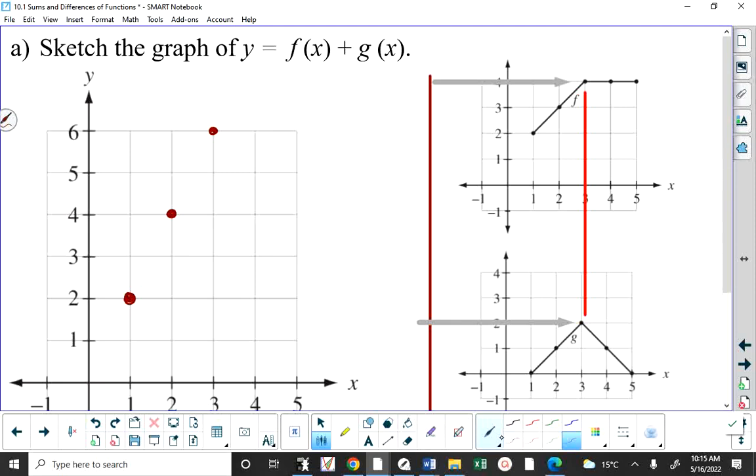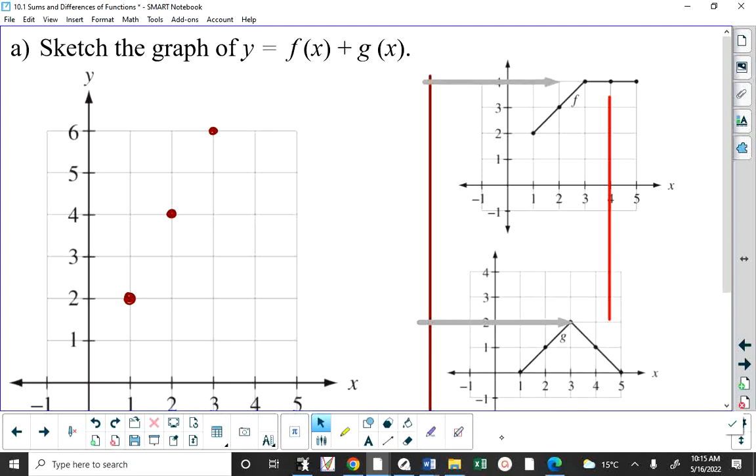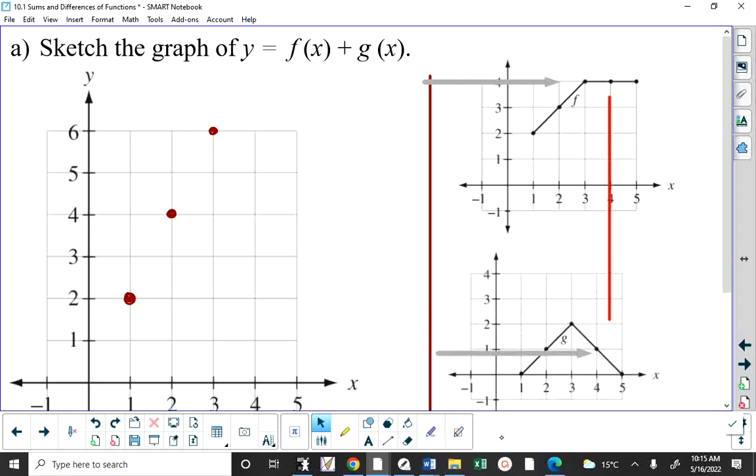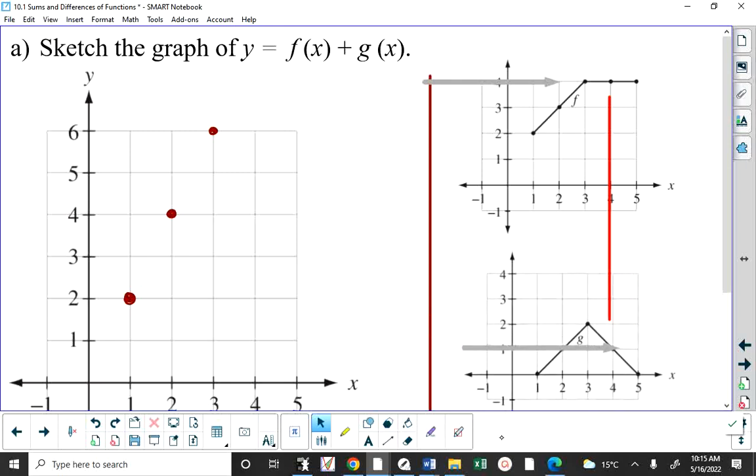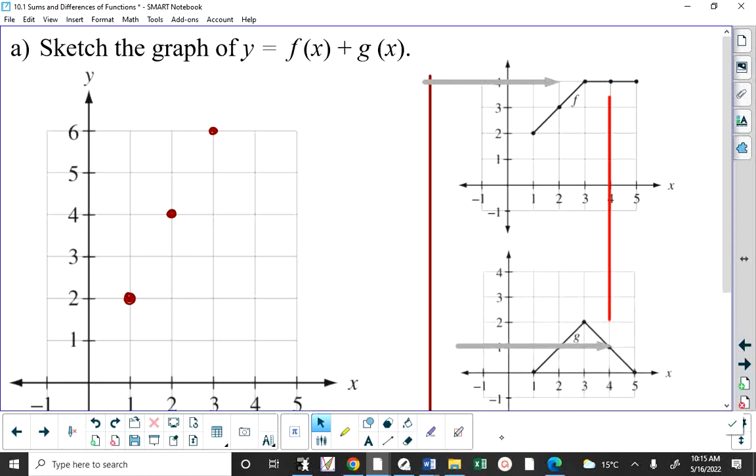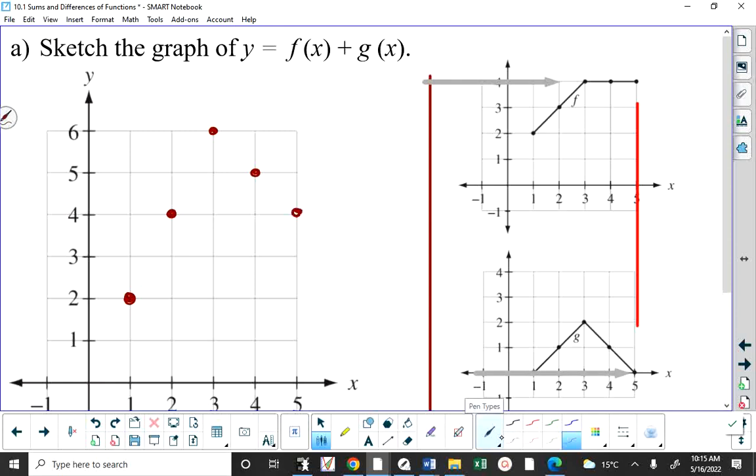We can go on now to x equals 4, and we will be adding the y coordinate of 4 plus the y coordinate of 1. 4 plus 1 is 5. And then we repeat it for the last possible point that we can use. x equals 5 gives y equals 4 on one and y equals 0 on the other one, which is 4. So this is what the graph looks like.